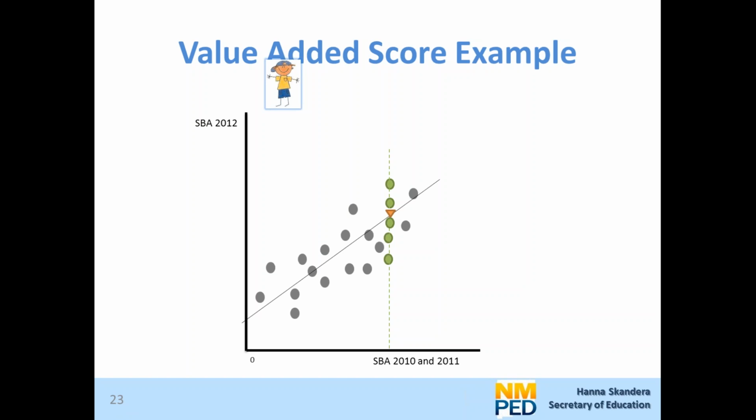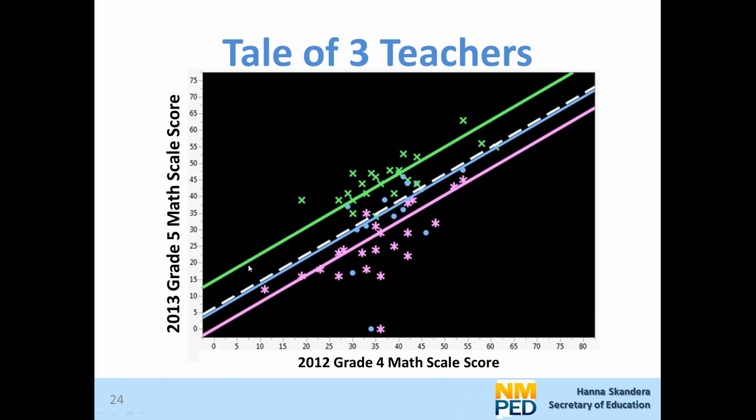So now let's take it to a real example using 5th grade math scores as predicted by 4th grade math scores. Here's an example that we call the tale of 3 teachers. It's real data, and you have the 2013 5th grade math scale score on the vertical axis, and the 2012 4th grade math scale score on the horizontal axis. This white dashed line is the population regression line, similar to the line on the previous slide.